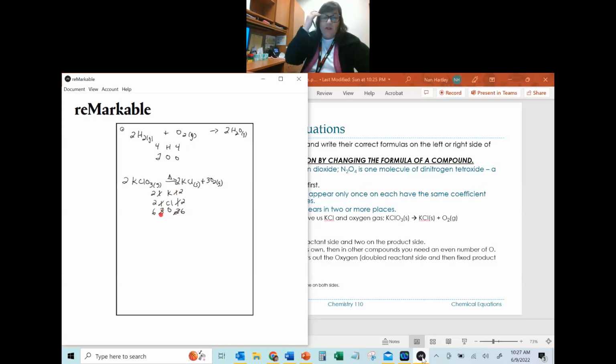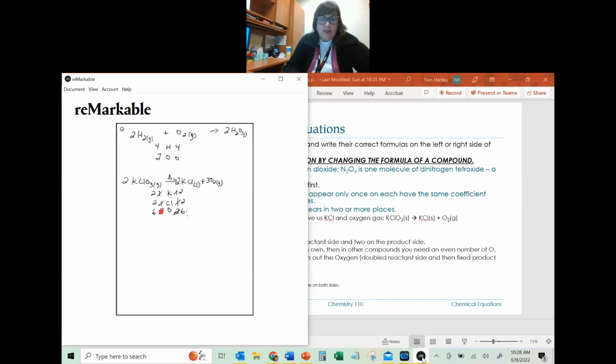When I see that these two aren't the same, so I have a 3 and a 2, I need to look for the lowest common denominator between the two of those. So I multiplied this side by 2 to get a total of 6. And I put the 2 out here, because I need to put the 2 out in front of this if I'm going to do that. Then I put a 3 out in front of the O2, because then I will get 6 oxygens on the product side. So now my oxygens are good. I fixed the oxygen problem by doing that.